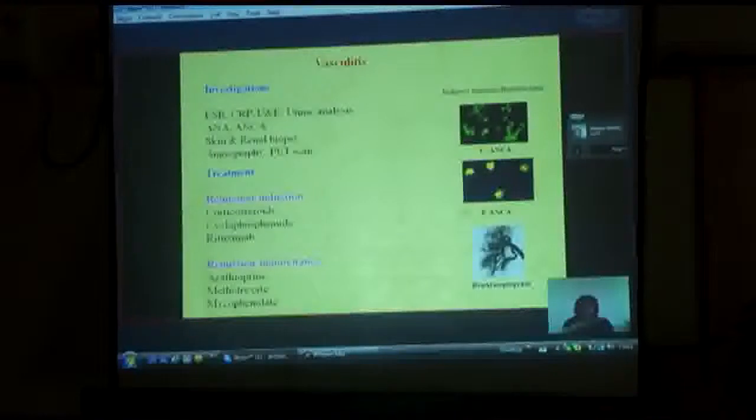These are some of the investigations, including PET scan, that we do for patients with vasculitis. Treatment is in 2 stages. Remission induction is with corticosteroids, cyclophosphamide, and rituximab, and maintenance is with disease-modifying drugs.